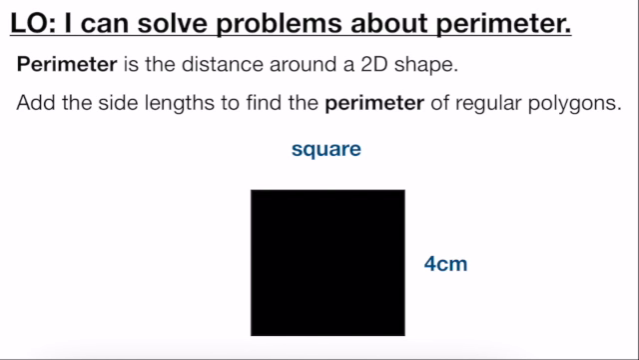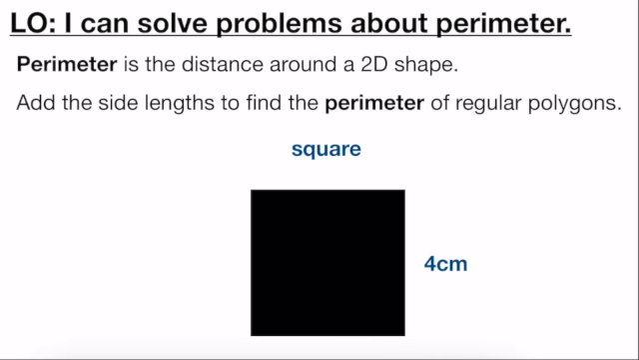So the LO is I can solve problems about perimeter. And if you remember from yesterday's lesson, perimeter is the distance around a 2D shape. And 2D shape stands for two-dimensional shape. So we're looking at flat 2D shapes, not 3D shapes. Now, to find the perimeter, you add the side lengths up of a regular polygon. So a polygon is a 2D shape with straight sides.